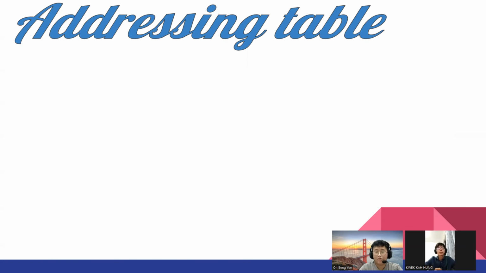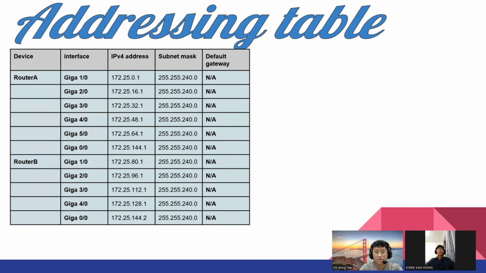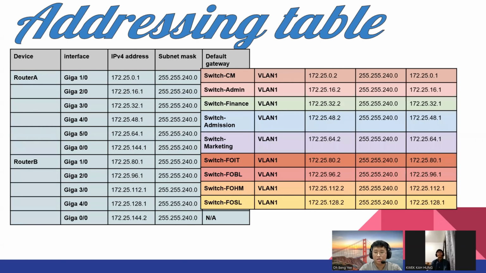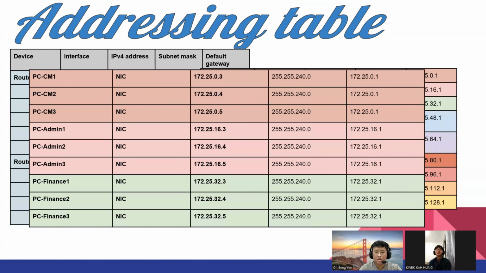So now I'm going to share about the addressing table. As you can see, the addressing table consists of all the devices, such as routers, PCs, and also the switches. This shows the device interface, IPv4 address, subnet mask, and the default gateway of the routers and the switches in all the departments and the faculties, and also some of the end devices, the PCs.